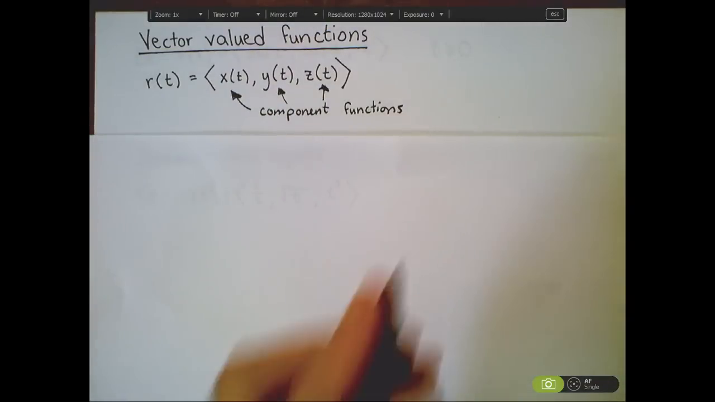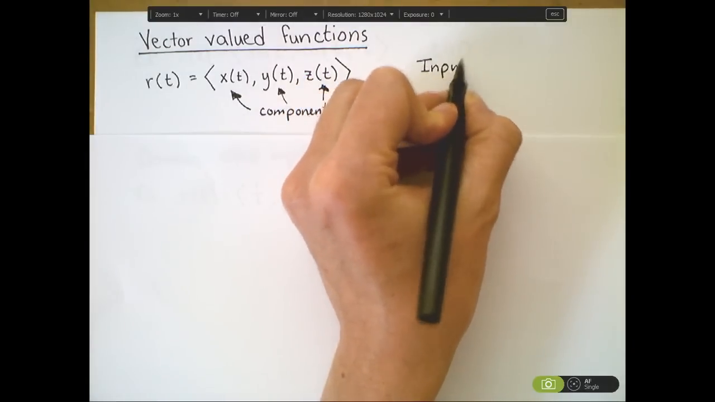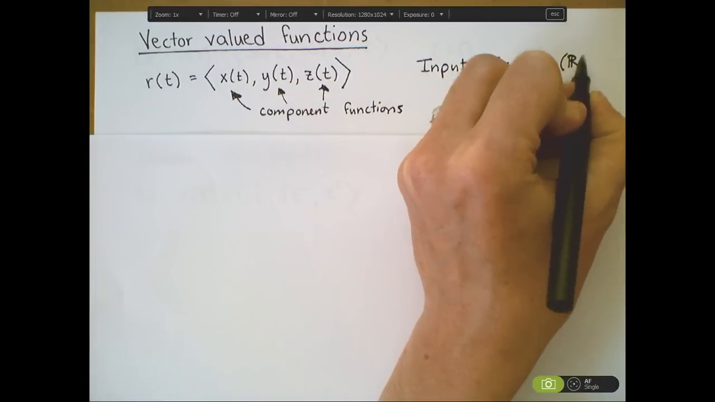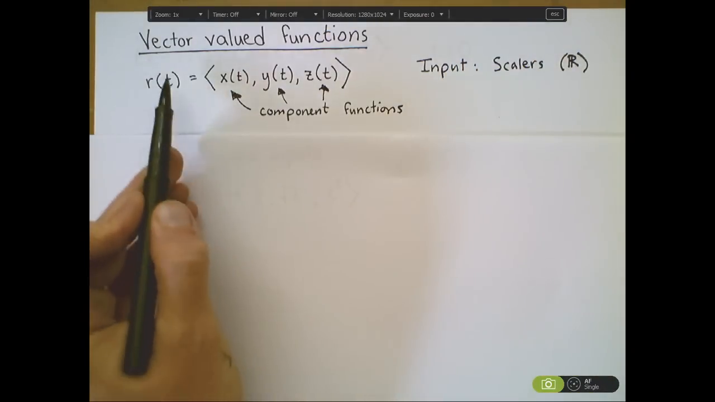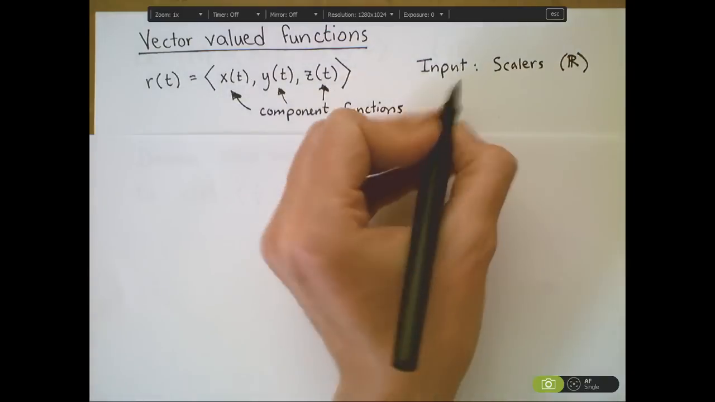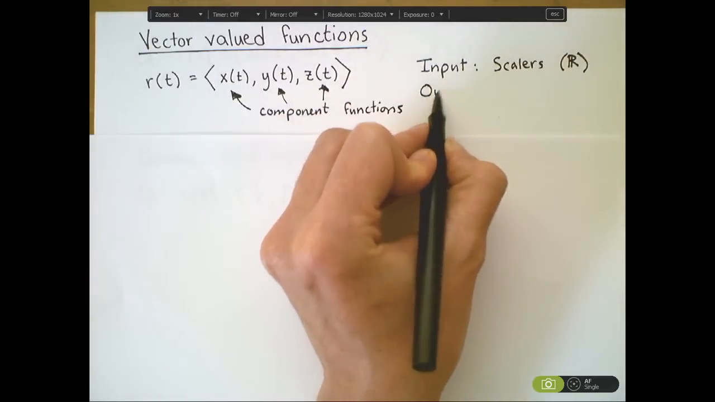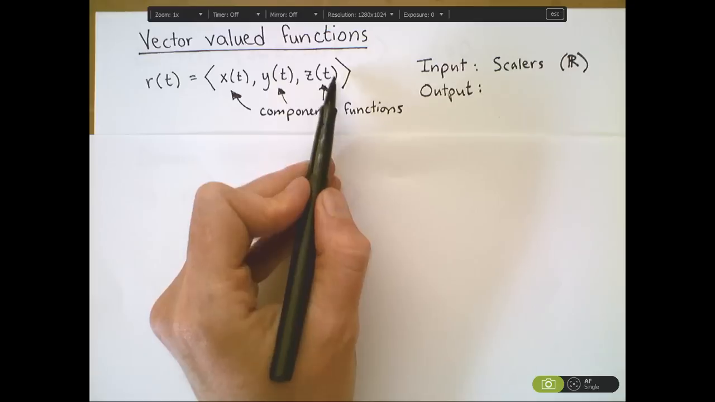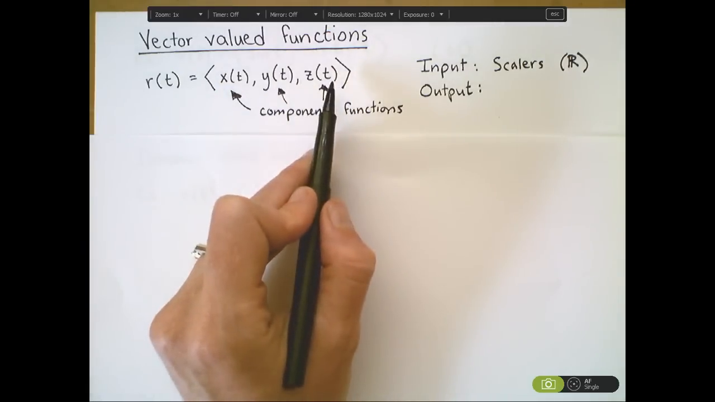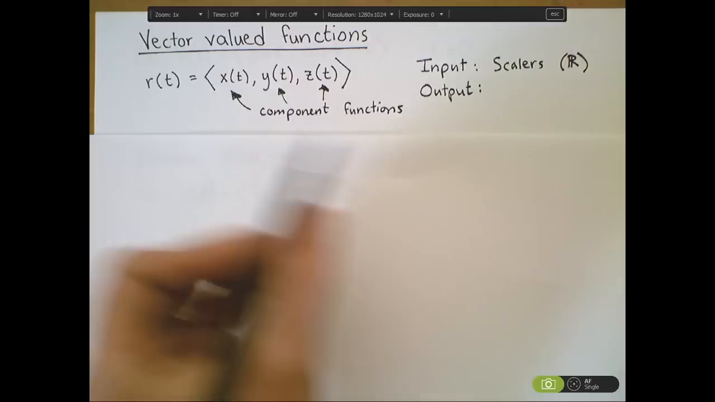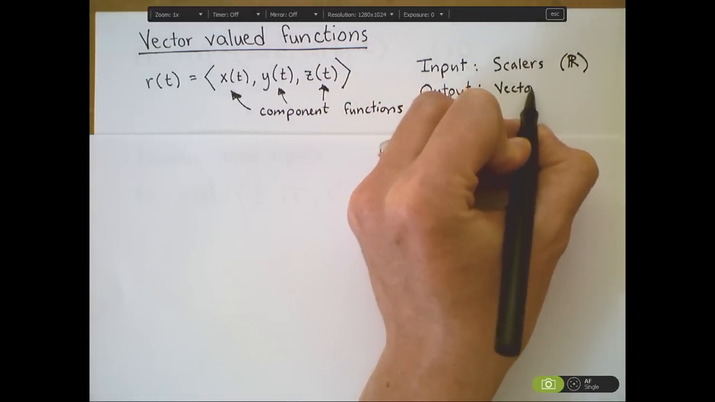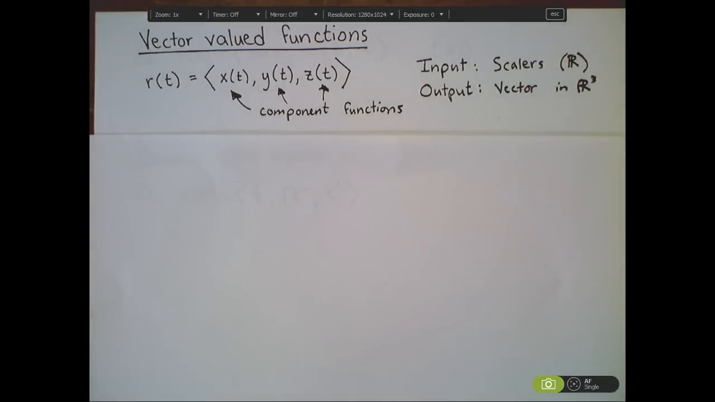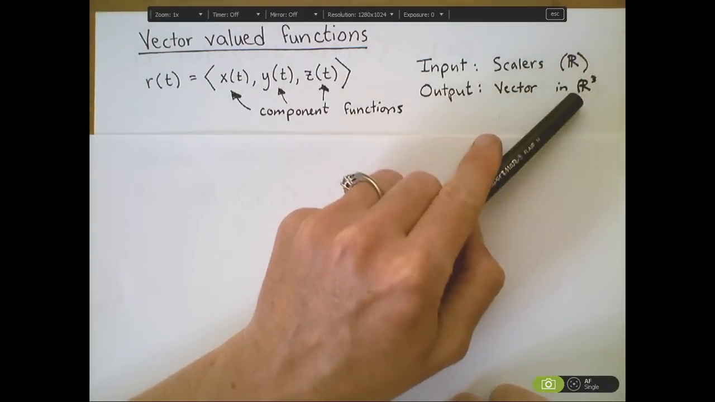Something that it's important to notice is that the inputs for these functions are real valued numbers. They're scalars, usually in R. Like it's a number like 5. I plug the number 5 into this function, and what do I get out? My range values, so my outputs, is a vector. And in this case, this is a vector valued function that's in 3 space. So I plug in a number like 3, and I get an output that's a vector in R3. So one way to think about this is a transformation from R space to R3.